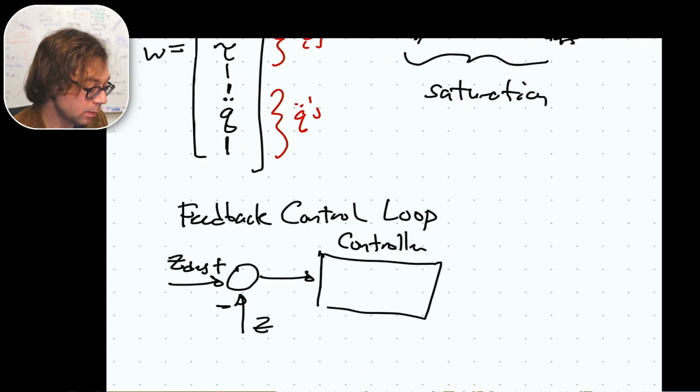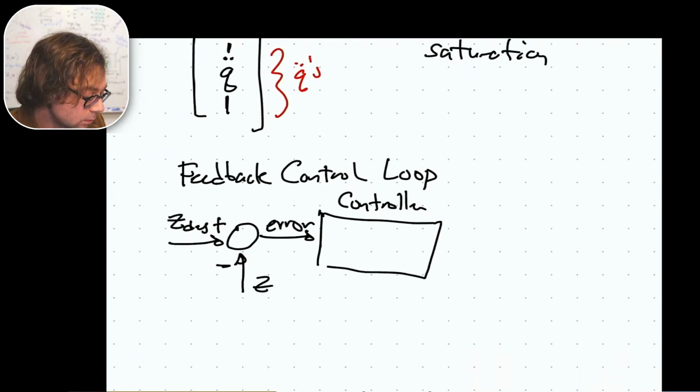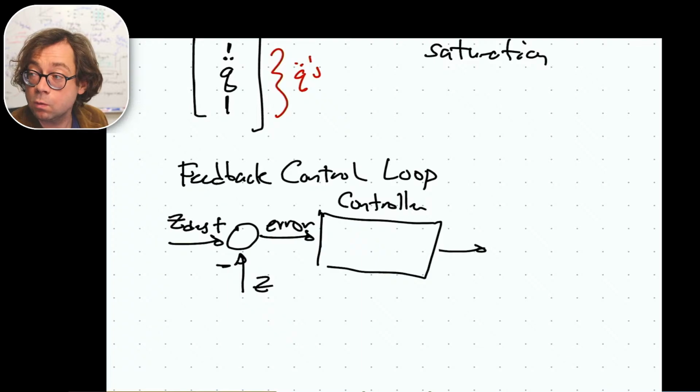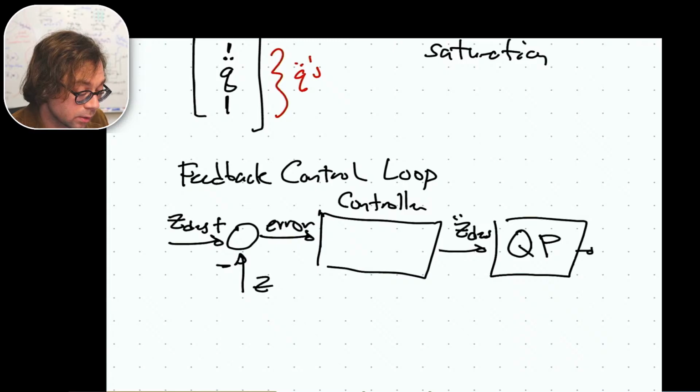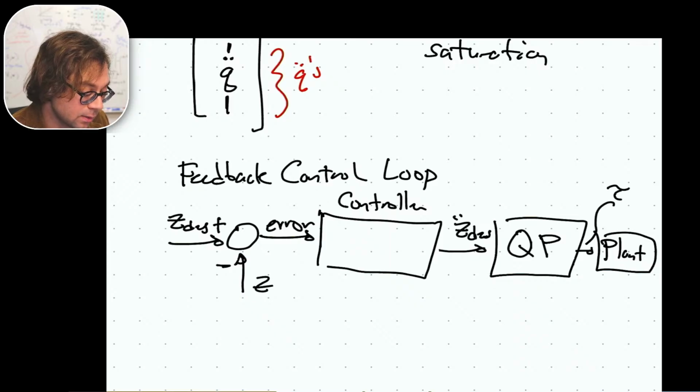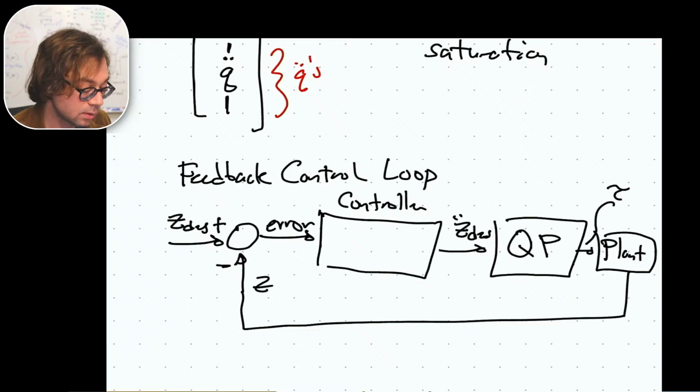Okay. So basically, this is an error in our task that comes in. Then out of our controller, what we're going to want to have is our z double dot desired, our acceleration. And that acceleration we're going to give to our QP, our optimizer, to come up with the best possible torque to send to our plant, which is our system. Okay, that's our torques. And then out of that comes z. That's our feedback control loop.